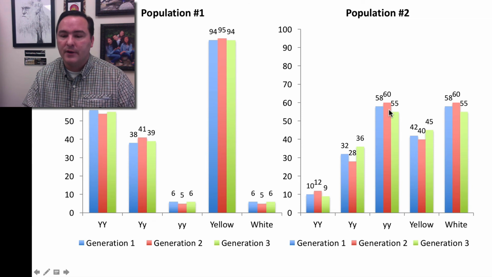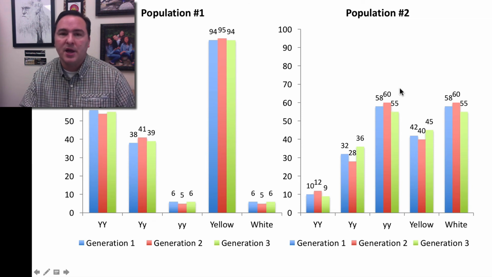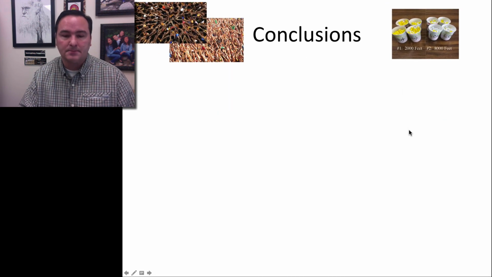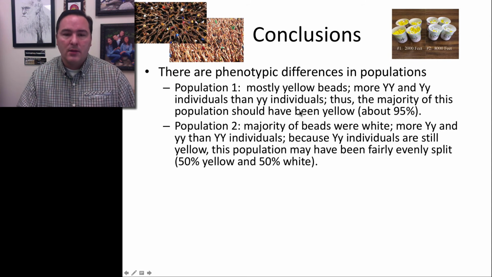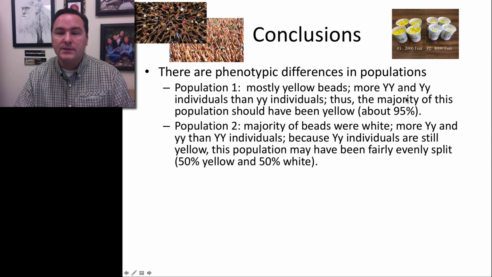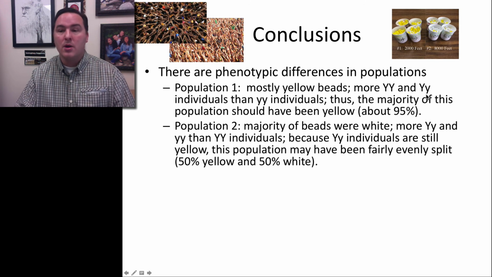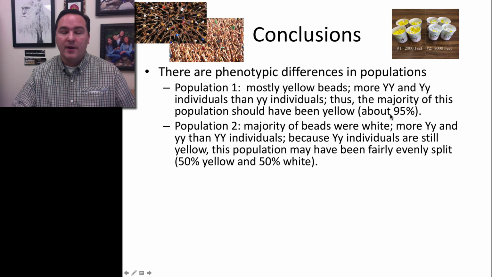There's a little bit of change from one generation to the next, but not enough to be concerned with at this point. So what are the conclusions we can make? Well, we can say that in population 1, we had mostly yellow beads, so therefore more big Y big Y and big Y little y. And so therefore the majority of the population was yellow flower color, about 95%.